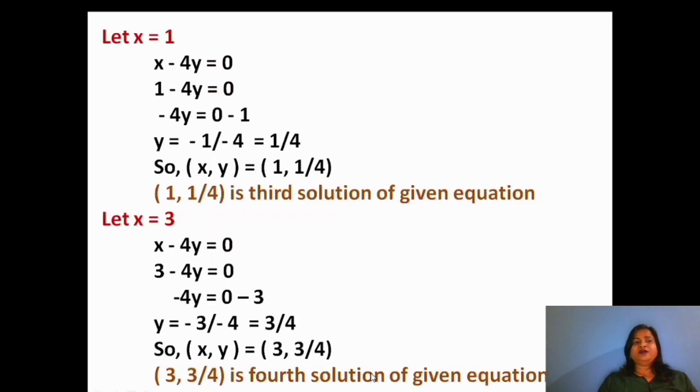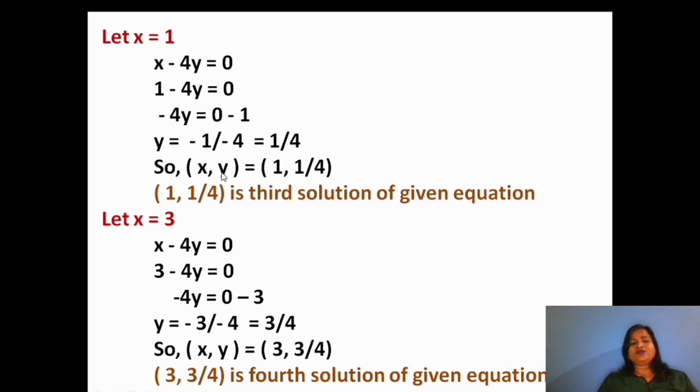Now we have to find the third solution of the same equation. So we have assumed x is equal to 1. x minus 4y is equal to 0. This is the equation. Now we will put the value of x. So we have written here 1 minus 4y is equal to 0. Minus 4y is equal to 0 minus 1. y is equal to minus 1 upon minus 4. Minus minus will be cut. So here y is equal to 1 upon 4.